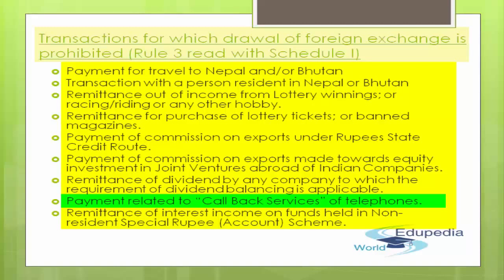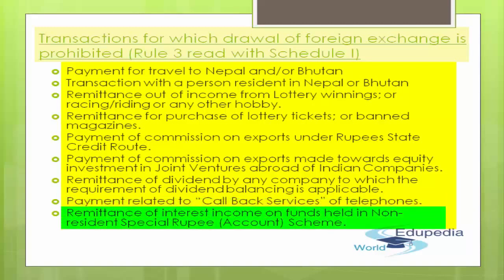Next and the last one, that is the remittance of interest income on funds held in the non-resident special rupee account scheme. Non-residents have their special rupee account scheme here, which they maintain in India. They are basically earning interest in Indian rupees automatically by default. Now they are planning, since they have accumulated a huge amount in Indian rupees, to draw foreign exchange in that particular case, being an Indian.